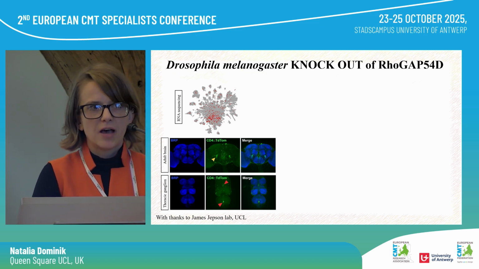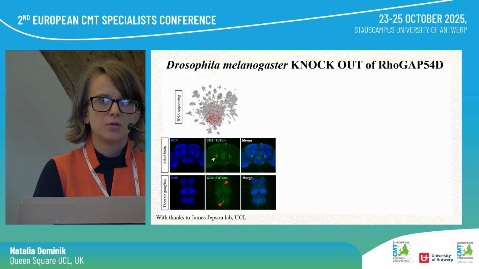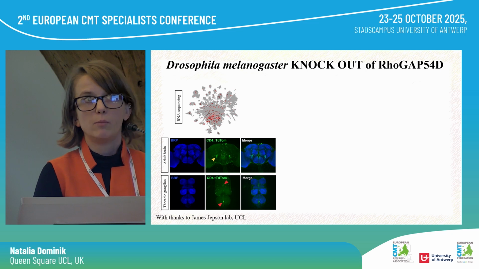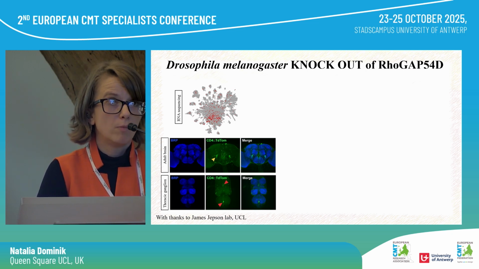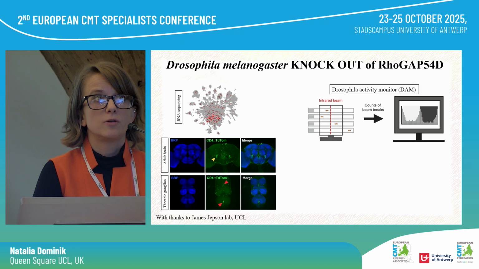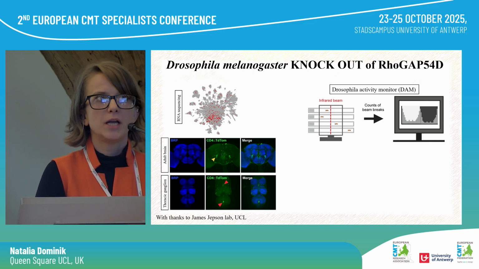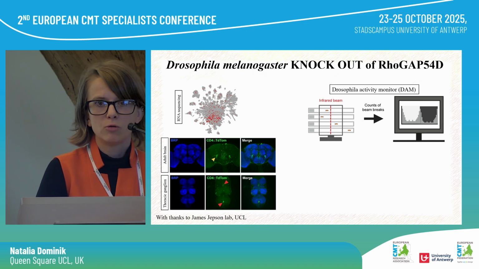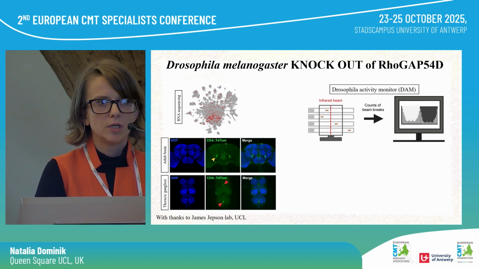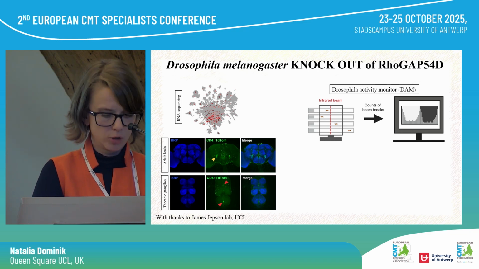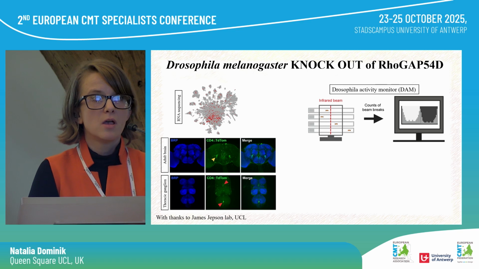Now, because the patients have problems with walking, we wanted to see whether the knockout of RhoGAP54D in the fly will similarly impair fly locomotion. We can do it through the Drosophila activity monitor, where we put flies in glass tubes, 1 fly per tube, and they walk back and forth. When they break this infrared beam in the middle, this is counted as movement. And we do it over 24 hours, in 12 hours light and 12 hours dark period, so we can also look at their activity patterns.